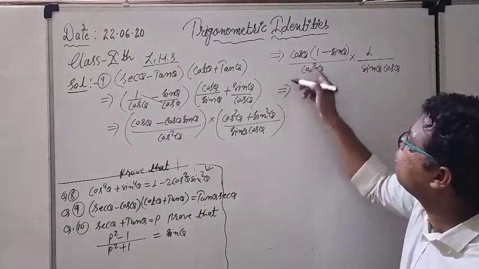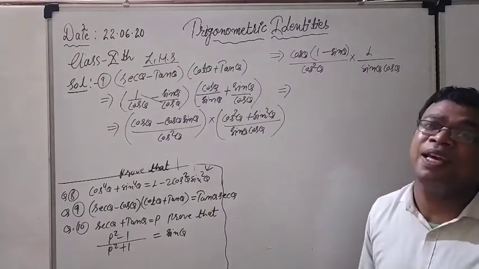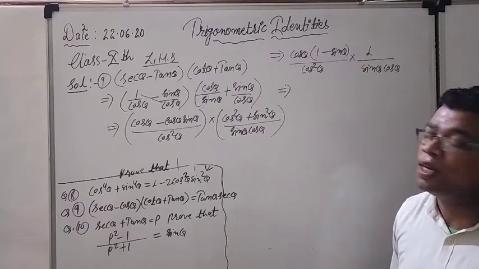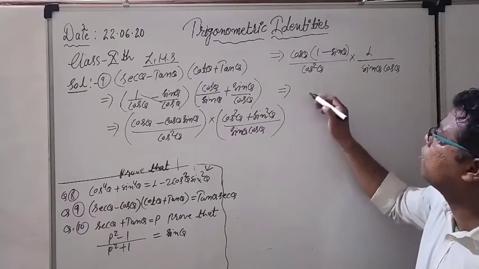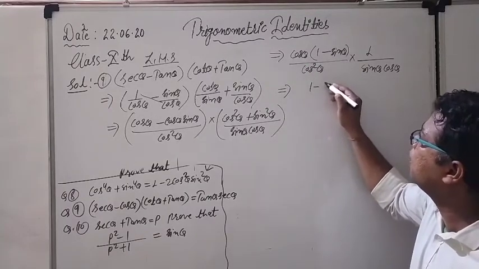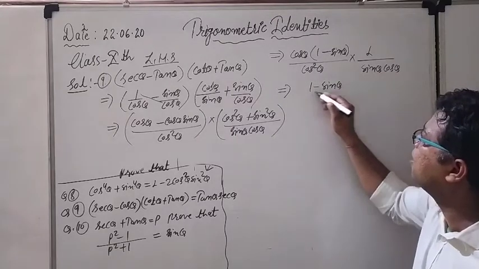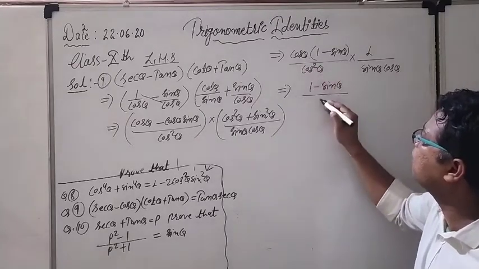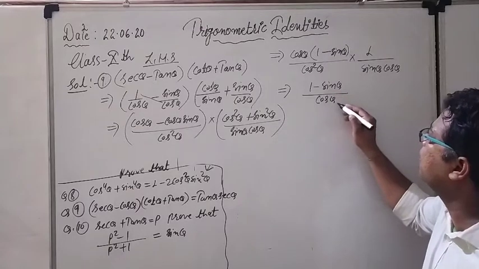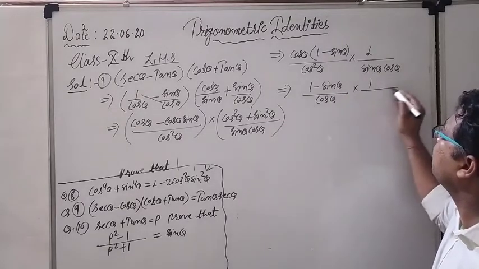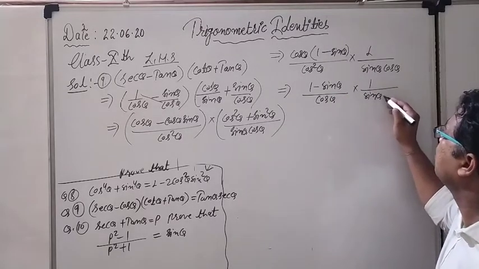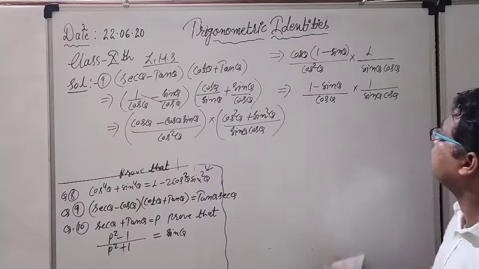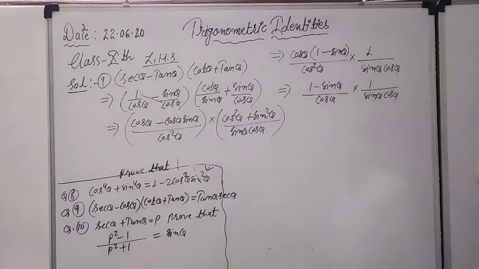Now see, this cos theta and 1 cos theta can be cancelled out. 1 cos theta will be cancelled out from the cos square theta, so it could be written as 1 minus sin theta upon cos theta, cos theta cancels so only cos theta remains, into 1 upon sin theta cos theta. Okay, now what could be done?